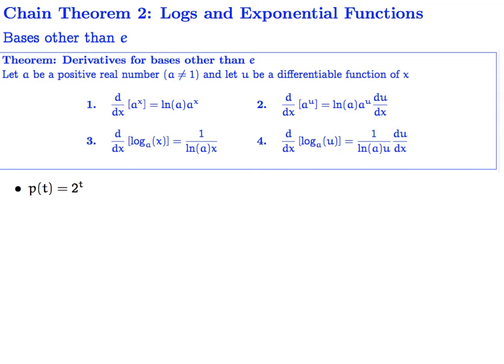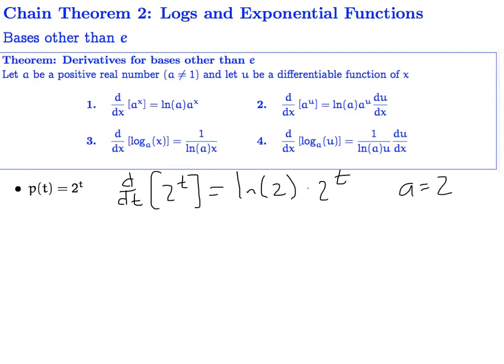One way is we can memorize the formula and use it. So the way I'm thinking most people might want to do this is they might say, well, if I need to take the derivative with respect to t of 2 to the t, by my formula, this will be the natural log of 2 times 2 to the t, since in this case, a is equal to 2.